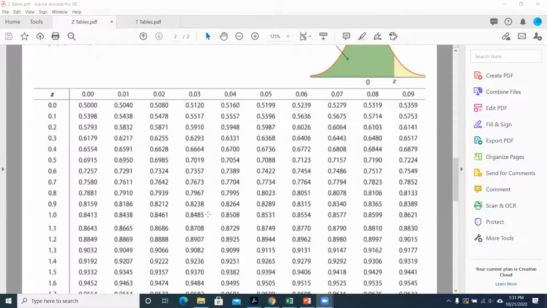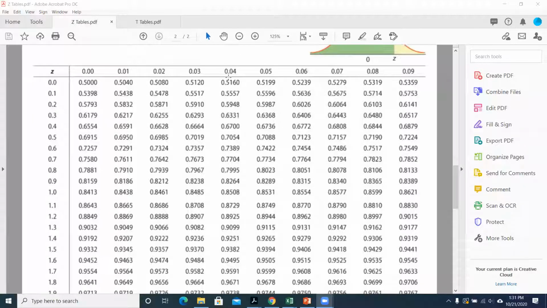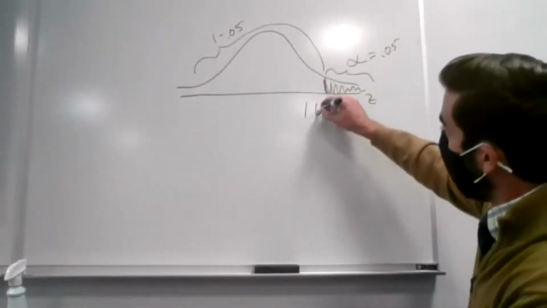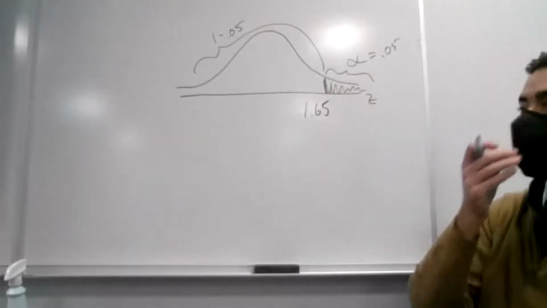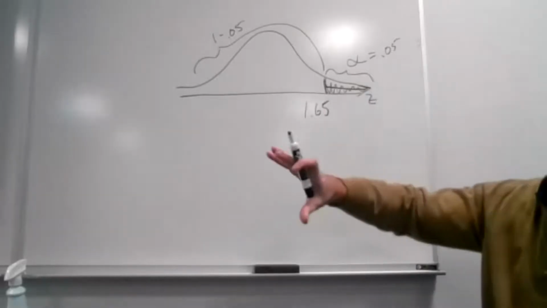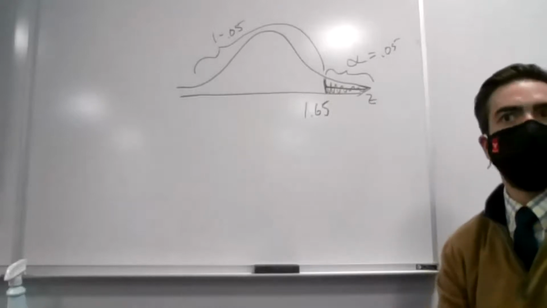So I go here, I look up 0.95, looks like it's in between these two, 1.64 and 1.65. Same kind of convention, if we're in between two, we'll just take the higher of the two, so 1.65. So 1.65 is going to be my critical value. So if I calculate my test statistic, and my test statistic is anywhere above 1.65, I'll reject. If it's anything below 1.65, I'll fail to reject. Okay?